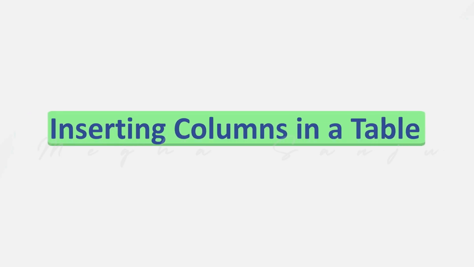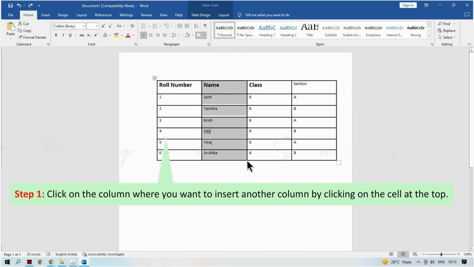Inserting columns in a table. You can add any number of columns to your existing table. The steps to insert column to an existing table are: Step 1. Click on the column where you want to insert another column by clicking on the cell at the top.